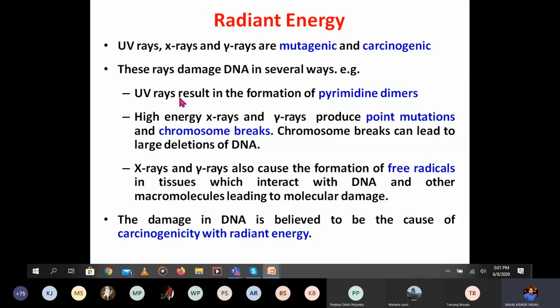So these three, UV rays, gamma rays, and X-rays. UV rays are only related to the dimer formation, but the X-rays and the gamma rays cause point mutation, chromosomal break, and the formation of free radicals. And finally it causes the DNA damage, which might be the cause for the carcinogenicity. So this is the mechanism of radiant energy, how it is related to carcinogenicity.